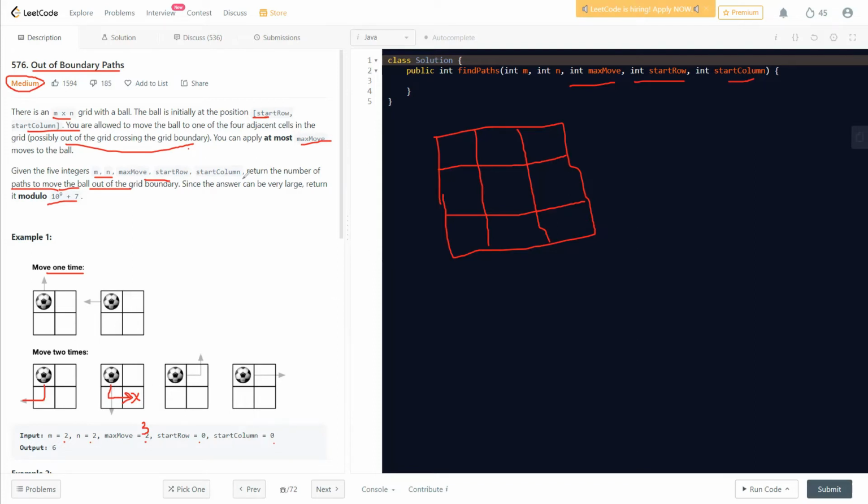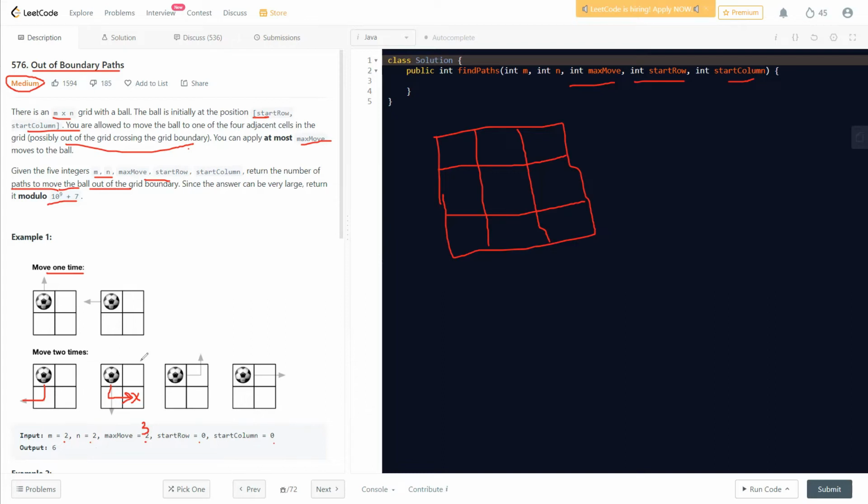So we need to remember something. The max move is basically the at most maximum move. So what we need to count is all the moves starting from one move, then two moves, then 3 moves, going on till we reach our maximum number of moves. So we need to find all the ways to reach out of the boundary. First we see with one move, then two moves, and in this process we will gradually see the max number of moves we can take.